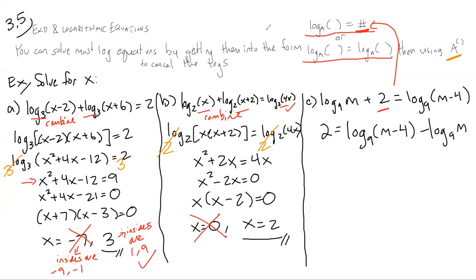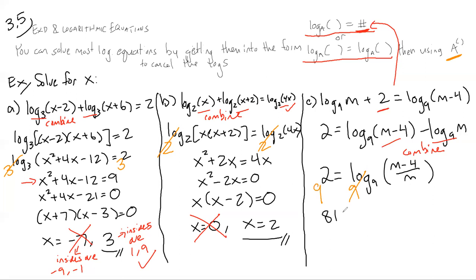And then again, use my log rule to combine what's on the right-hand side. And so what I'm going to get is 2 equals log base 9, and so that's going to be division. And I will now use a base 9 exponential to cancel the logarithm on the right. And so what we should get is 81 equals m minus 4 over m. And now solve the rational equation by bringing the m up to the other side.